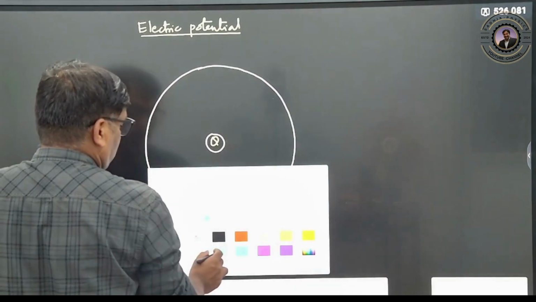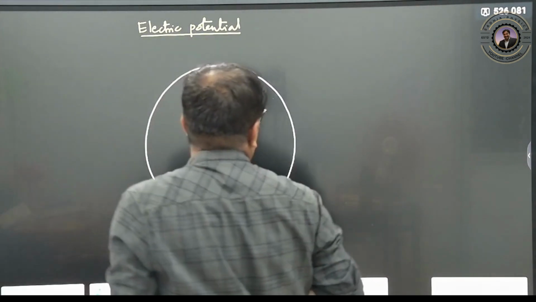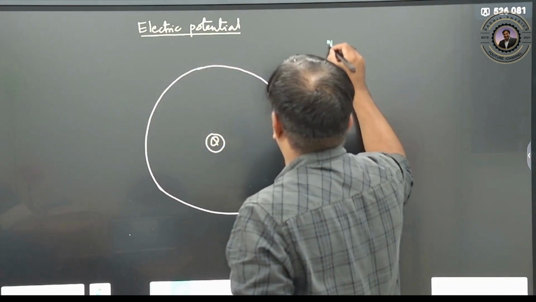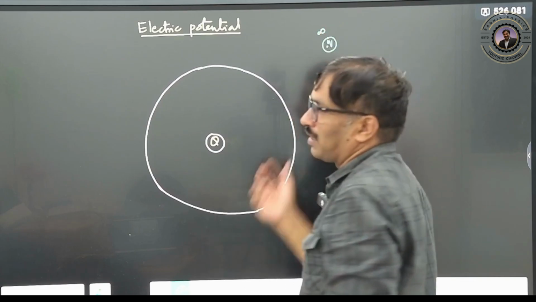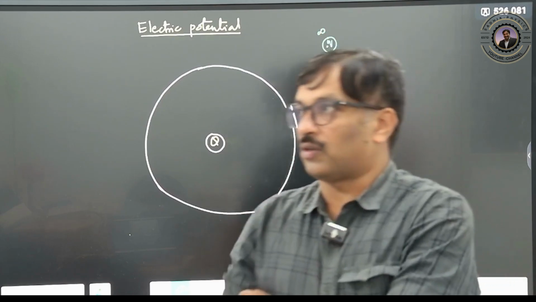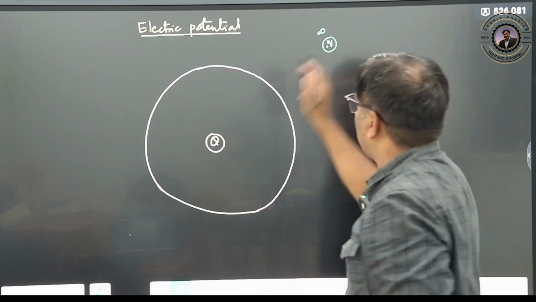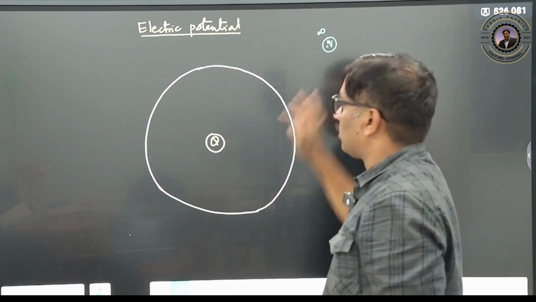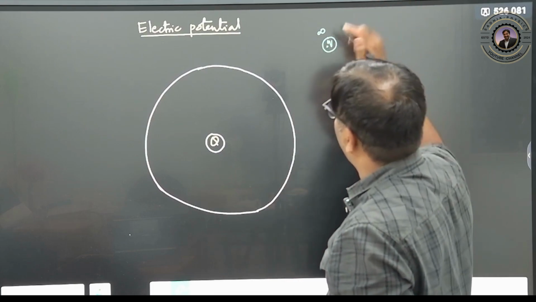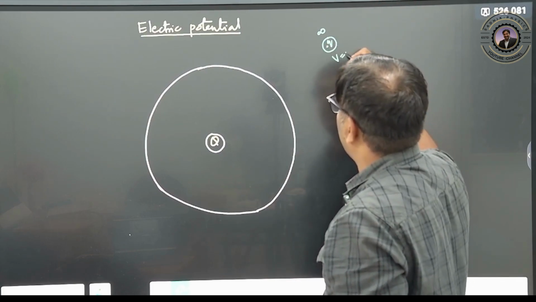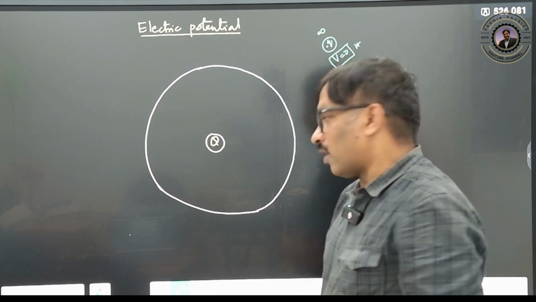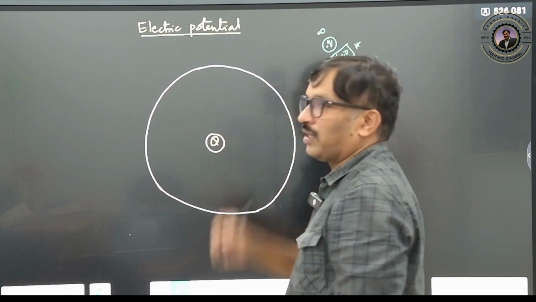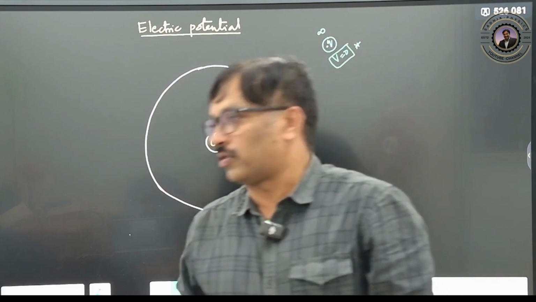Then suppose we take one small positive test charge, which is outside this field, treated to be at infinity. So there is no influence on this charge; it is free at infinity. Therefore the potential will be equal to 0. The potential due to this charge at infinity is treated to be 0.